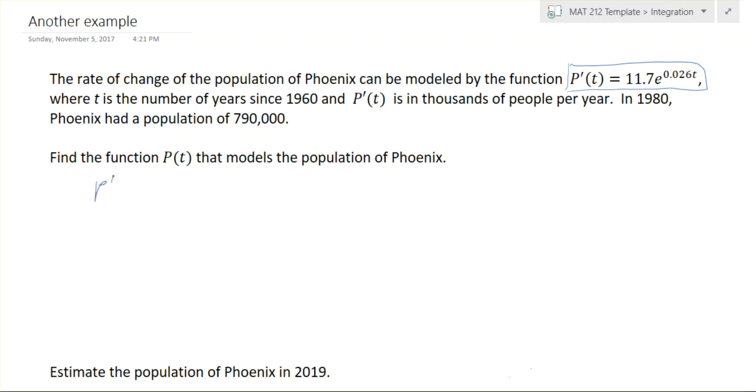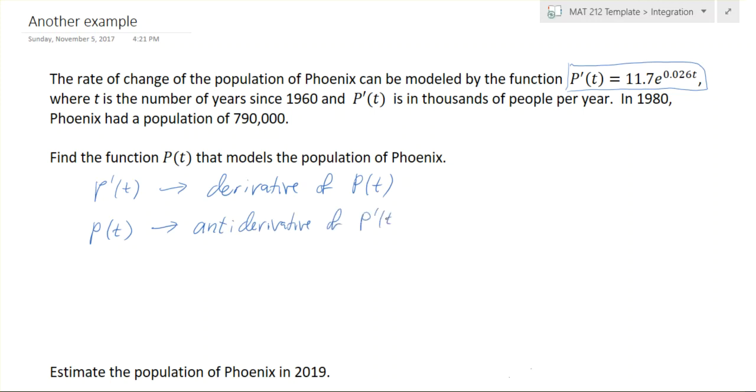The first thing we're asked to find is the function that gives us the actual population. So p prime of t, remember, is the derivative of p. So p prime of t is the derivative of p of t, which means that p of t is the antiderivative of p prime. So if I'm going to find p of t, I need to find the antiderivative of p prime, in other words, the indefinite integral of p prime.